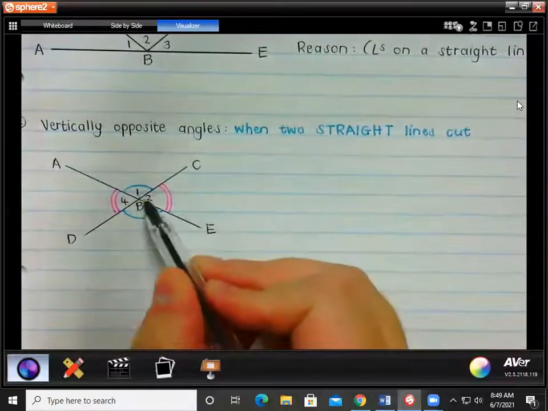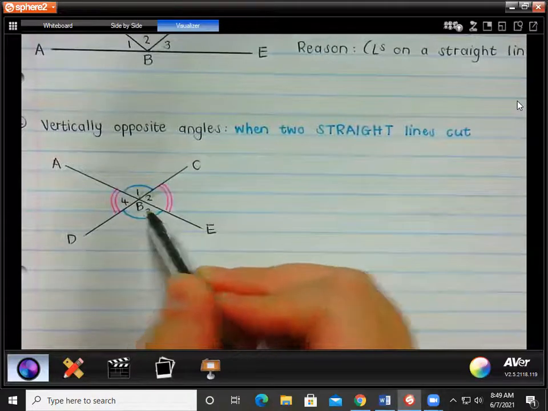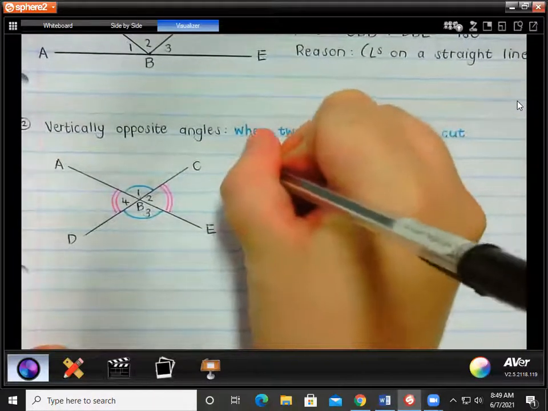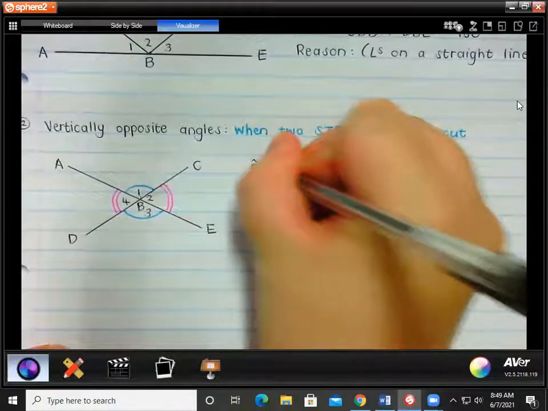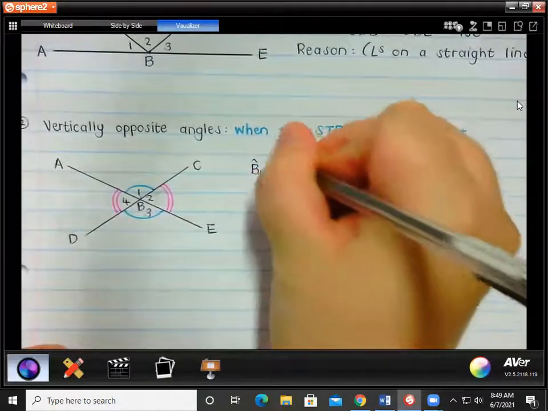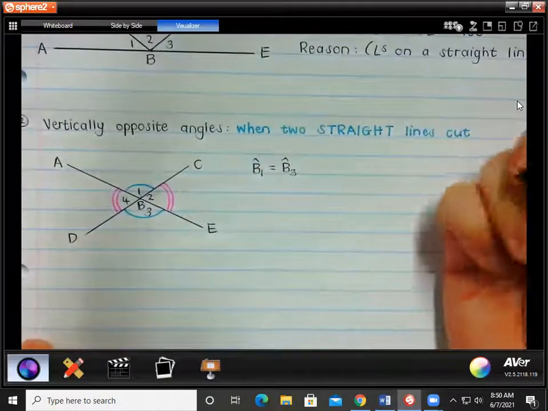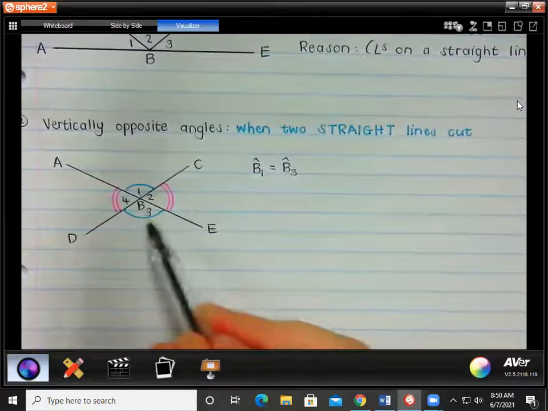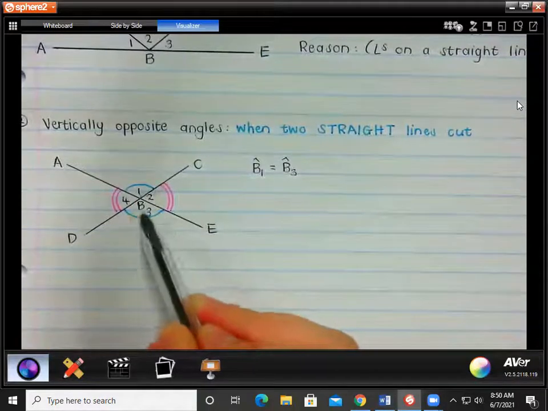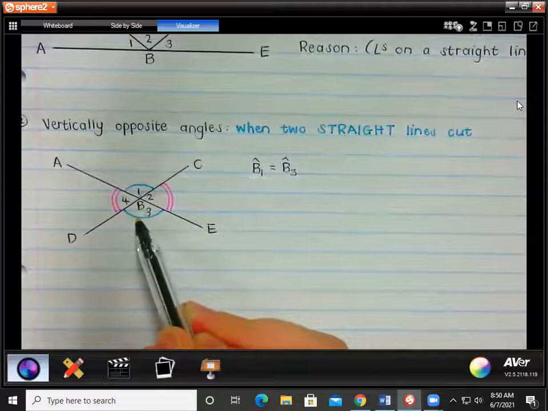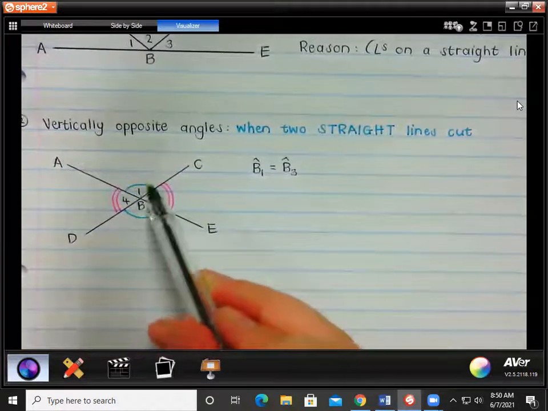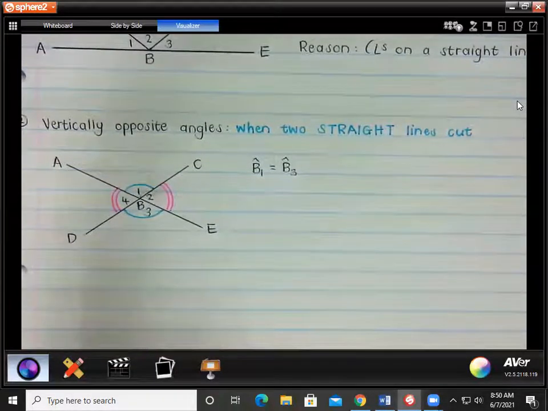All right, so we're going to write here that B1 is equal to B3. So guys, they might give you the value of B3. They might tell you that B3 is 100 degrees. Then you would have to say B1 is equal to 100 degrees. All right, that's how you would use this.